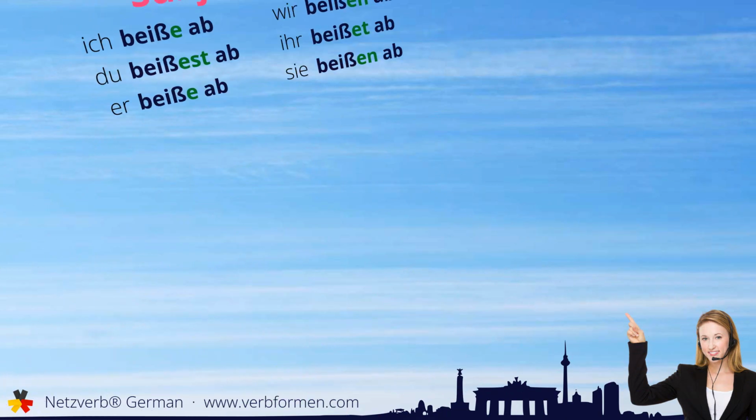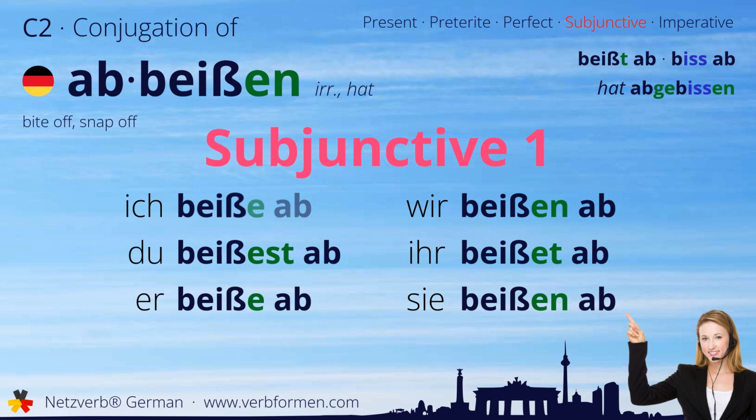Next up is the subjunctive one. Ich beiße ab. Du beißest ab. Er beiße ab. Wir beißen ab. Ihr beißet ab. Sie beißen ab.